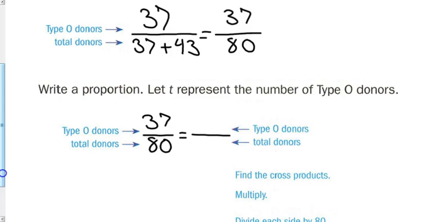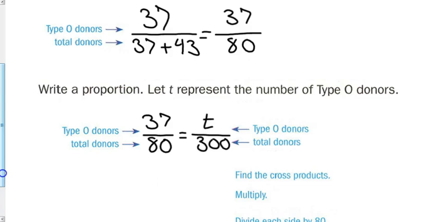And in this case, we don't know how many type O donors we have, so I'll use a little t. And then our total donors is 300. So if we had 300 donors, we don't know how many of them would be type O donors yet. But we do have this proportional relationship between type O donors and the total number of donors. So we set up our proportion.